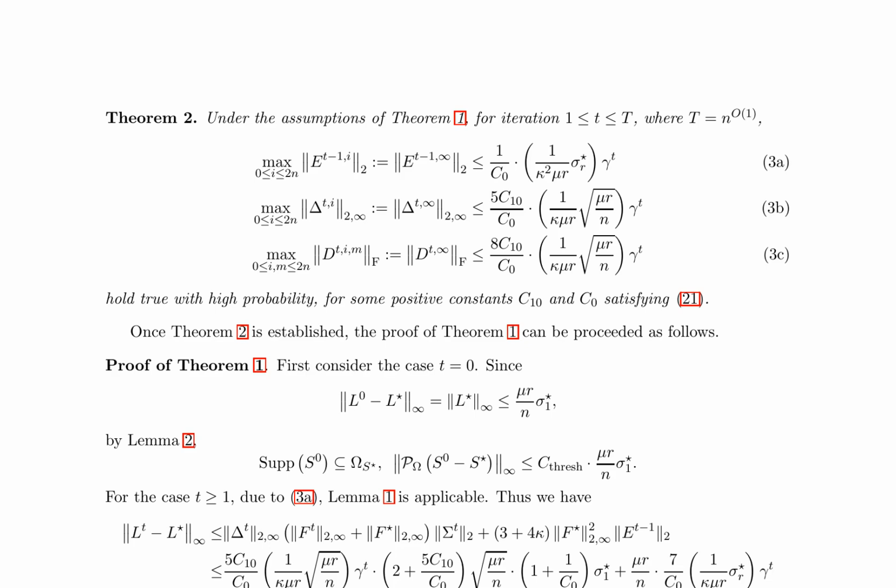These inequalities include bounds for max over 0 ≤ i ≤ 2n of the norm of A^{t,i} in the 2 norm, max over 0 ≤ i ≤ 2n of the norm of the increment in the 2,infinity norm, and max over 0 ≤ i ≤ 2n of the norm of D^{t,i,m} in the Frobenius norm. These bounds are essential for the proof of Theorem 1, which can proceed as follows.